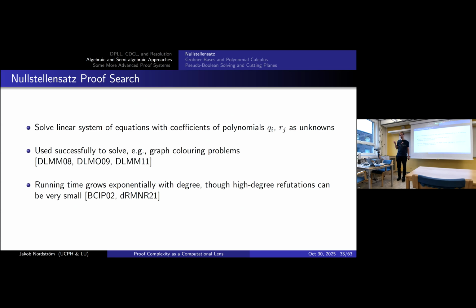How would we find a Nullstellensatz certificate? Well, you can just set up a system of linear equations to find these polynomials p and q. And this is, in fact, what turns out to work really well for graph coloring.